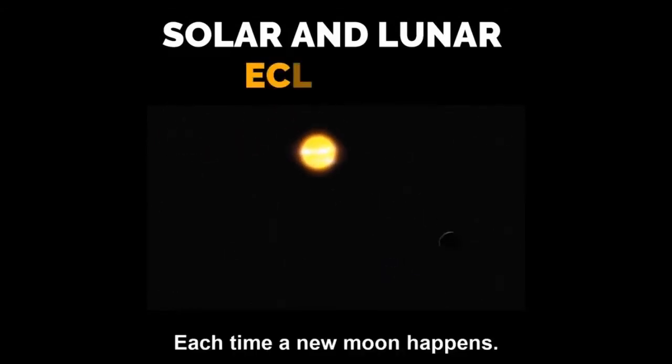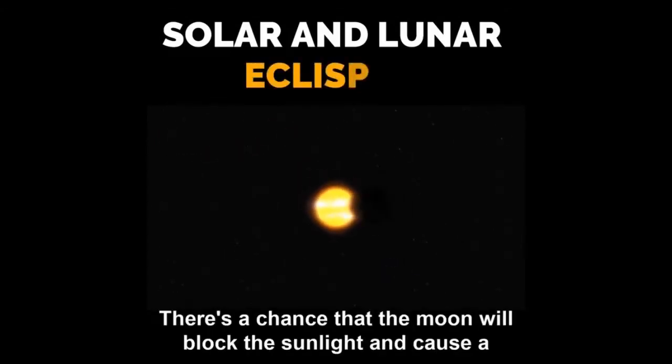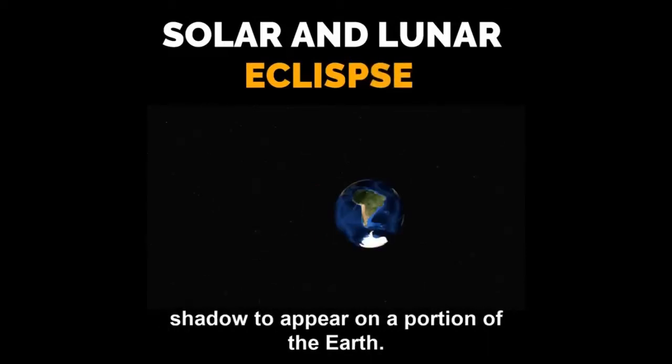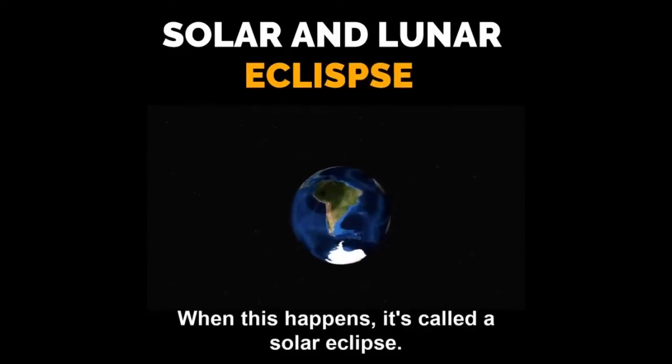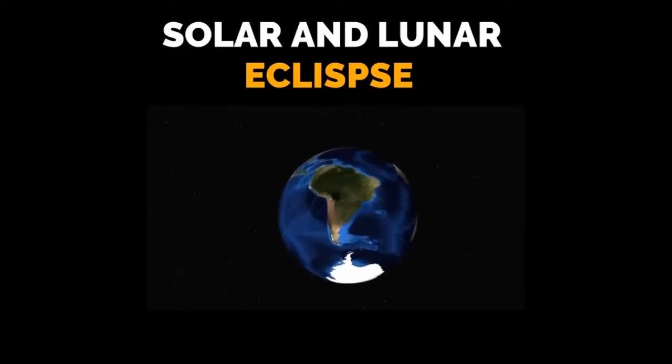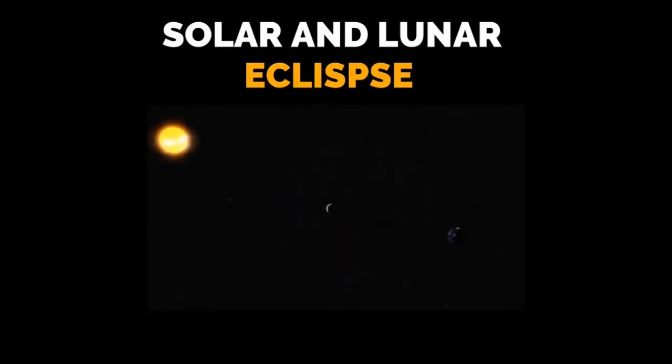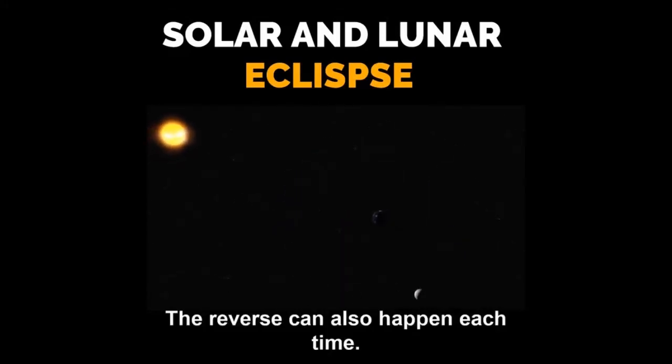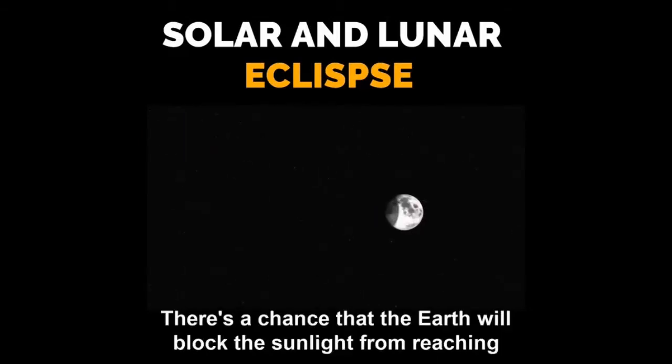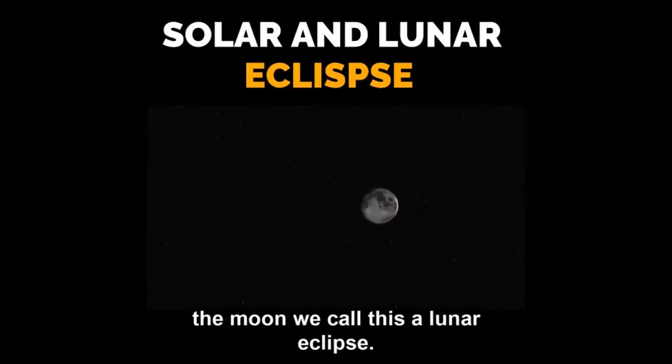Okay, now we get into some rare events with the Moon. Each time a new moon happens, there's a chance that the Moon will block the sunlight and cause a shadow to appear on a portion of the Earth. When this happens, it's called a solar eclipse. The reverse can also happen. Each time we have a full moon, there's a chance that the Earth will block the sunlight from reaching the Moon. We call this a lunar eclipse.